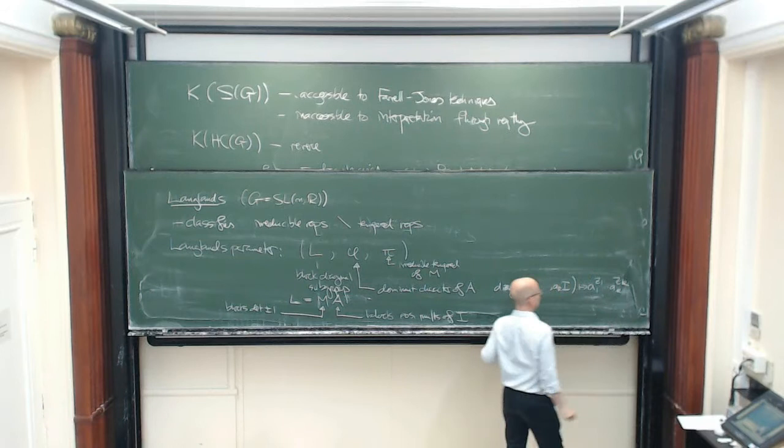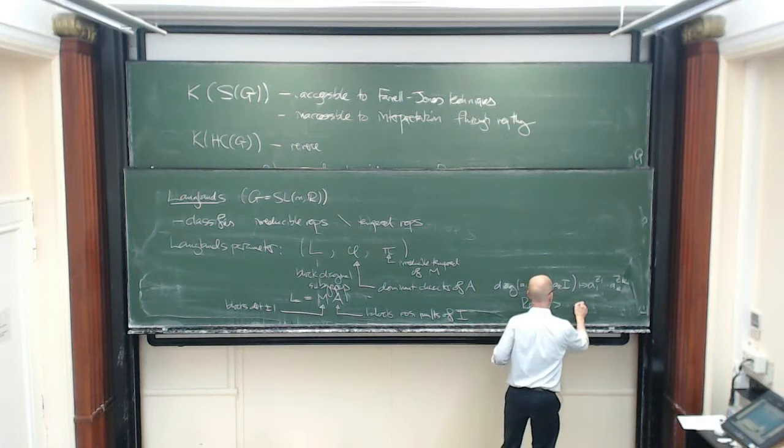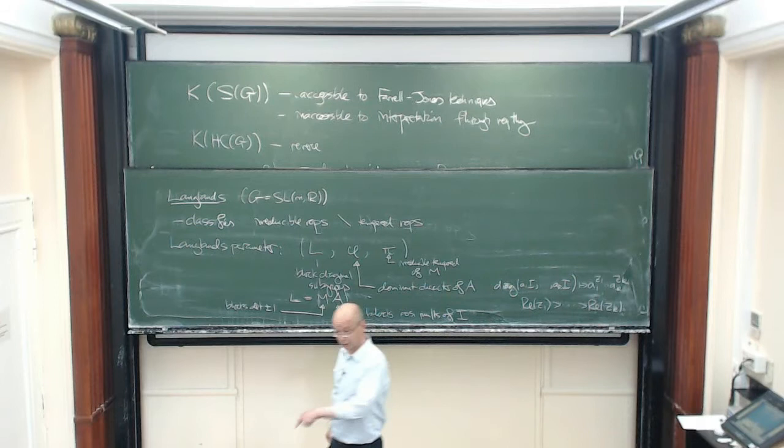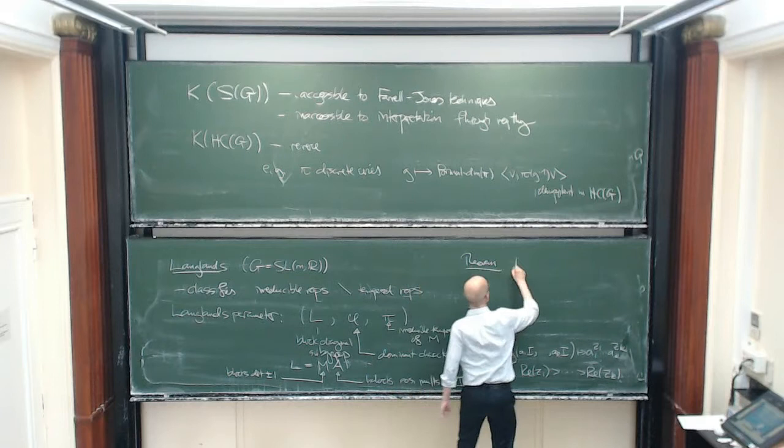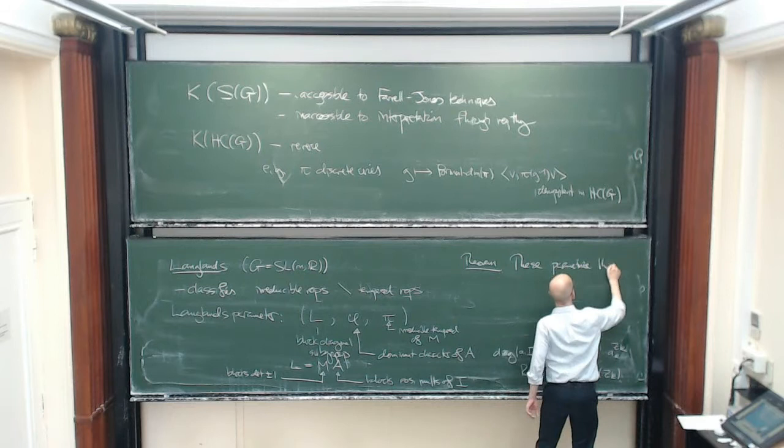And dominant is something that you may remember from Lie theory. Here it just means that the real parts of these complex numbers are in decreasing order like that. Okay. So the theorem is that these exactly parameterize the non-tempered representations.